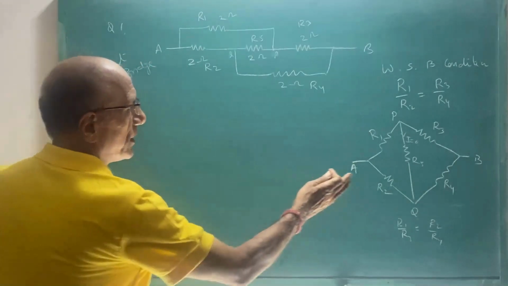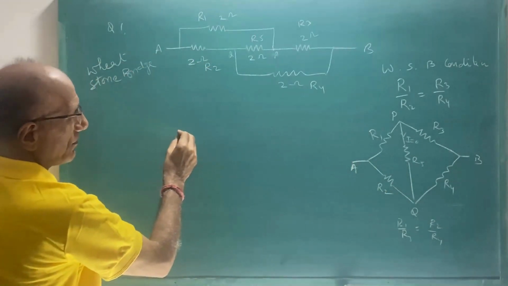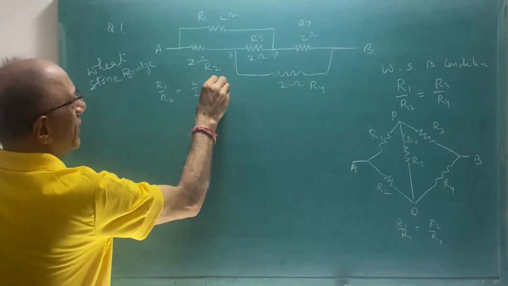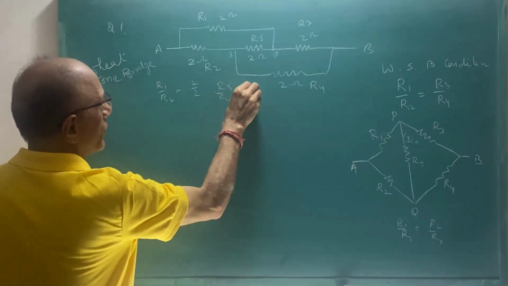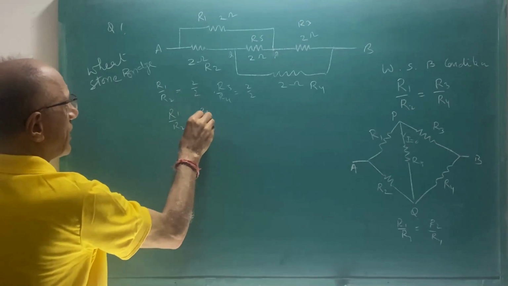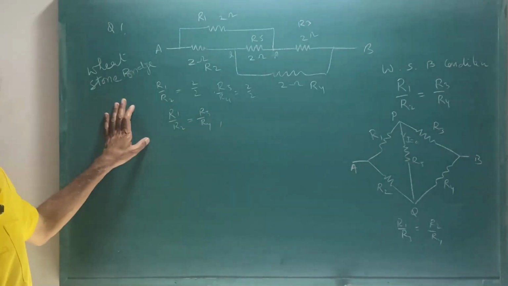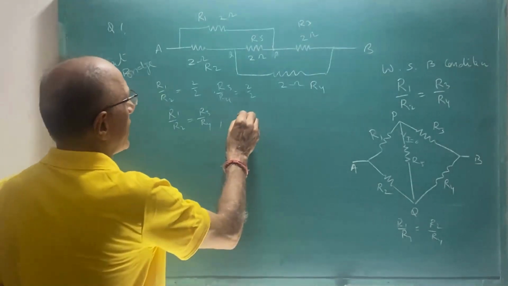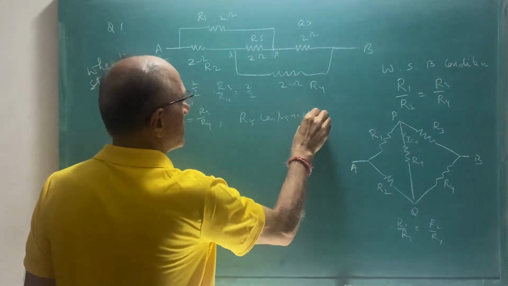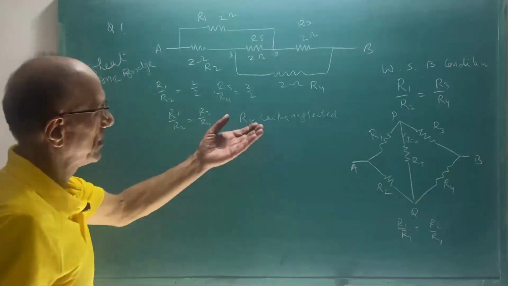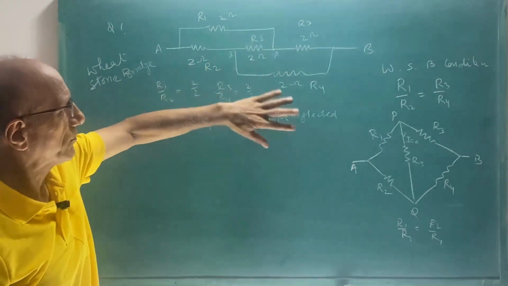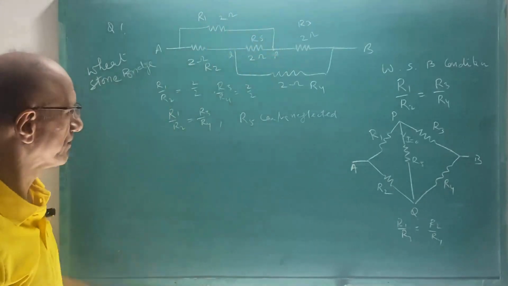Once you remove it, our circuit becomes like this. Here R1 upon R2 equals 2 by 2 and R3 upon R4 equals 2 by 2. So R1 by R2 is the same as R3 by R4. Therefore, the Wheatstone bridge condition is satisfied, and R5 can be neglected. This is the only criterion, or the trick, you can say, due to which this can be removed.